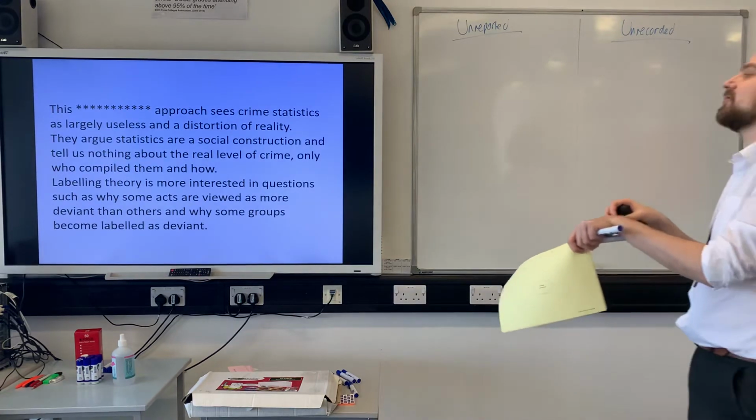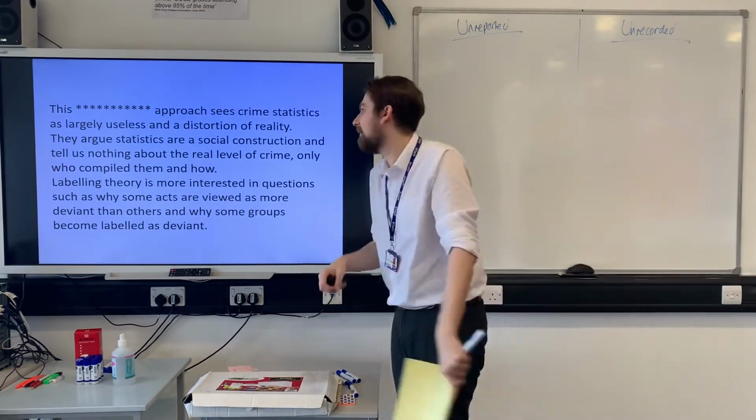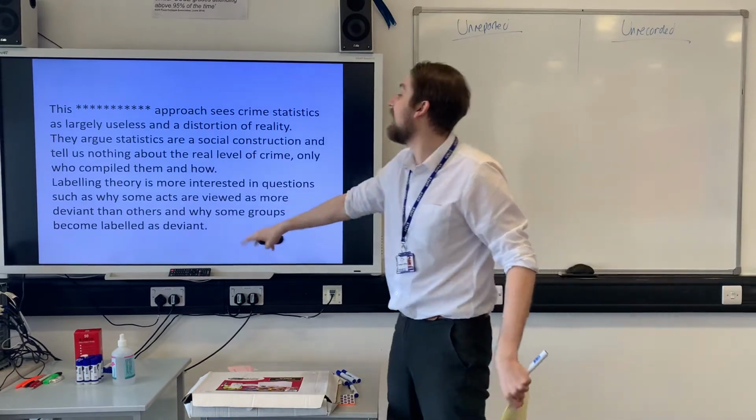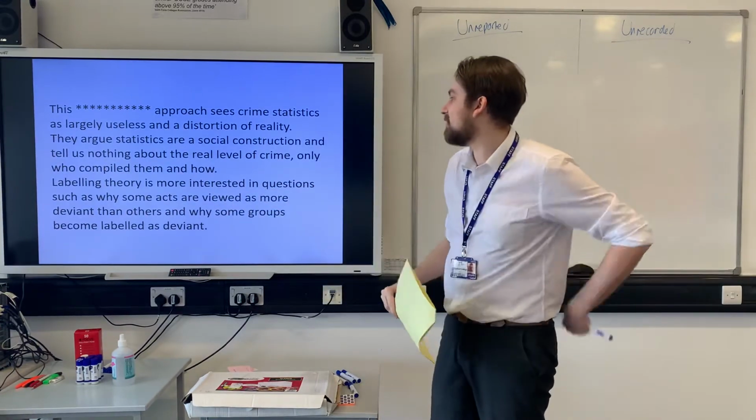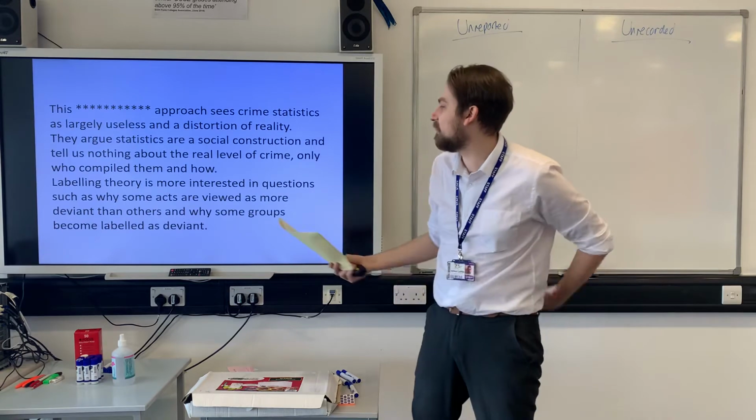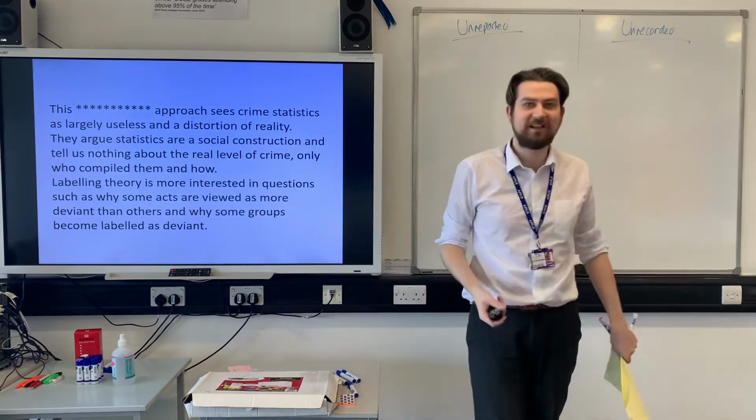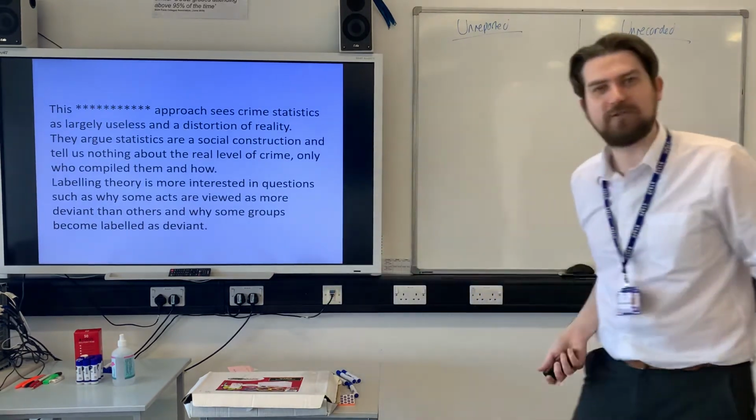This approach sees crime statistics as largely useless and a distortion of reality. They argue statistics are a social construct and tell us nothing about the real level of crime. Labelling theory is more interested in questions such as why some acts are viewed as more deviant than others and why some groups are more likely to be labelled as deviant than others. So which social theory could that be?